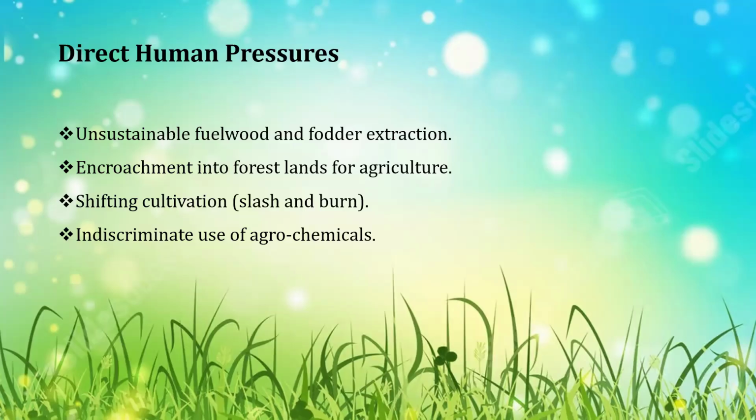And the last point is indiscriminate use of agrochemicals. This involves the excessive or improper application of chemical fertilizers, pesticides, and herbicides in farming. The main impact is that these chemicals often wash away into nearby water bodies or leach, causing water pollution and harming non-target species like bees, birds, and aquatic life. It can also degrade soil health over time by killing beneficial microorganisms.